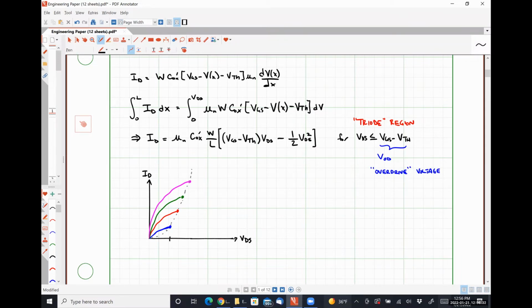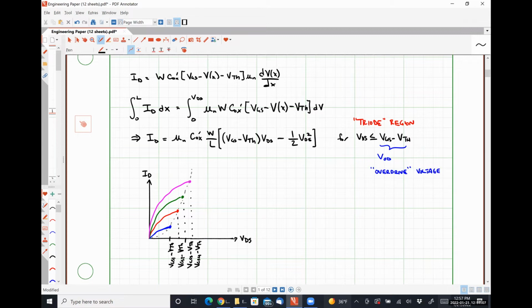So let's call this first one VGS1 minus VTH. Call the second one VGS2 minus VTH. The third one will be VGS3 minus VTH. And VGS4 minus VTH here, okay?